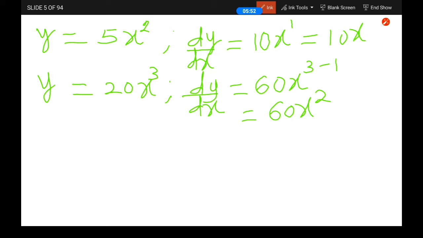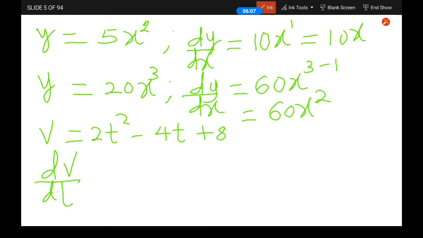Now look at this. If I have v equals 2t squared minus 4t plus 8, then dv/dt in this case, you differentiate each one of them. That becomes 4t. Remember, the 2 will come down, minus, I have 1 here. So if that one comes down, negative 4 times 1 gives us negative 4. Then t, 1 minus 1, that gives us 0. Then if we differentiate a constant without a variable, that gives us 0.